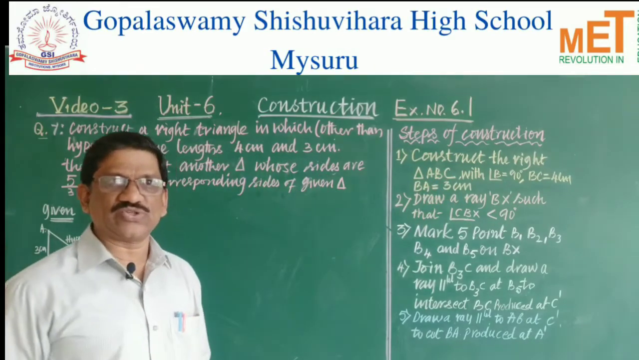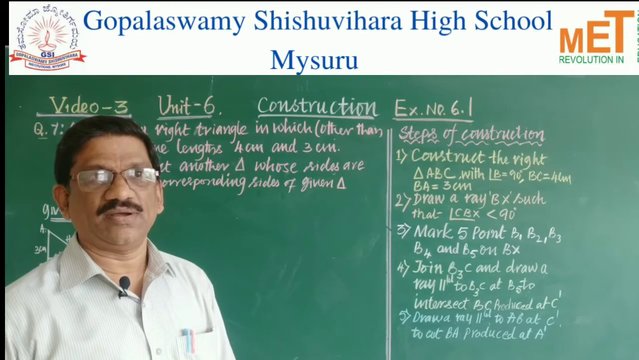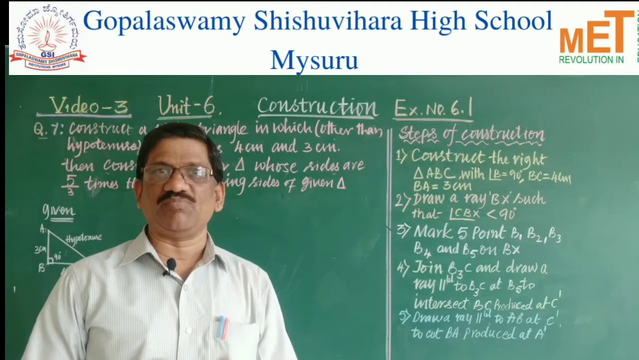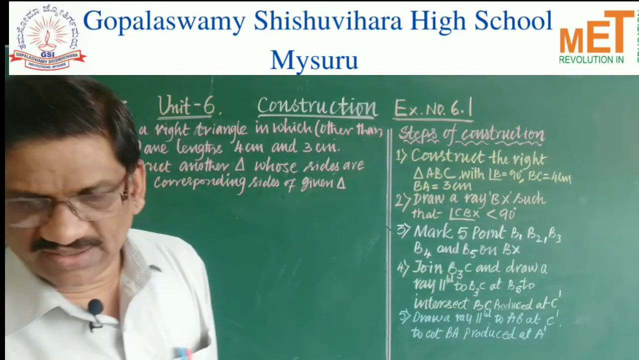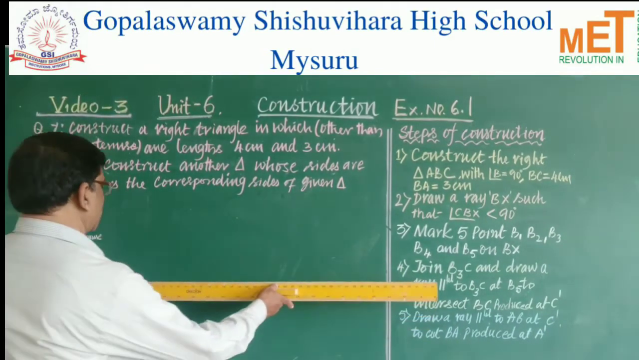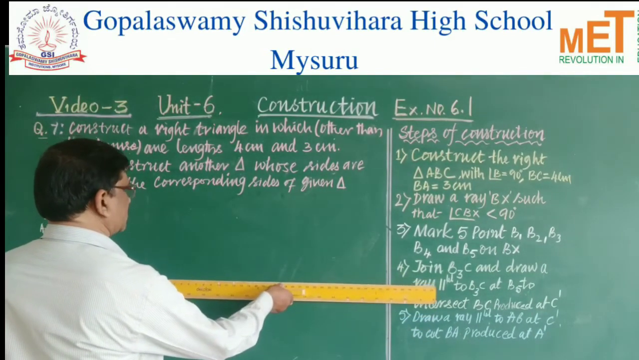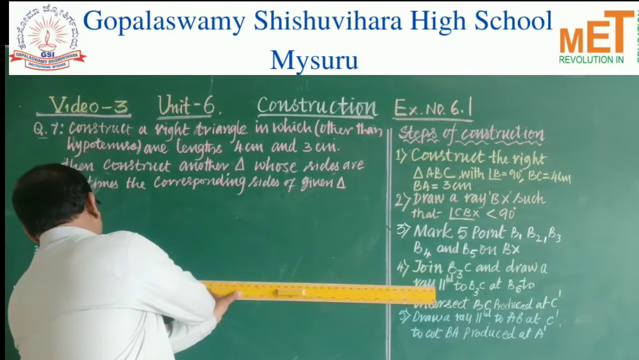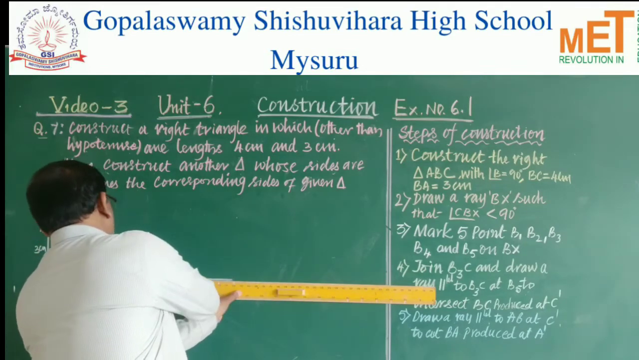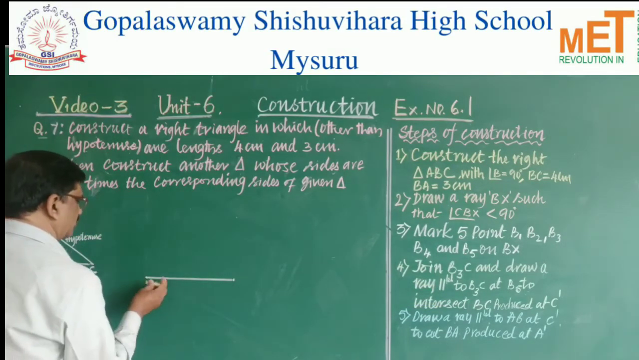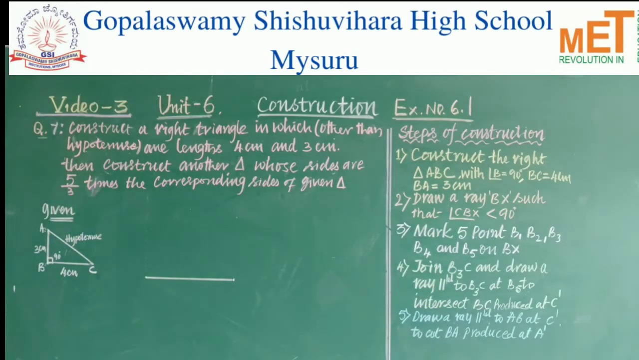You are not supposed to use what? Protractor. You have to use only the scale and compasses. Understood? Okay, let us start now one by one. First I am going to draw a line segment BC equal to 4 centimeter. Okay, I have drawn it here. Understood? Next, how to construct a right angle?